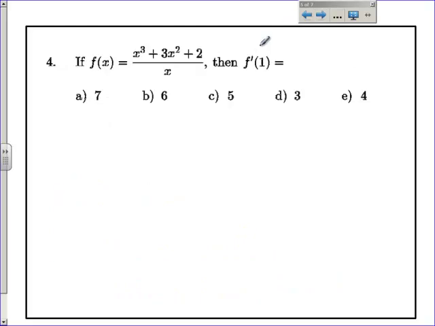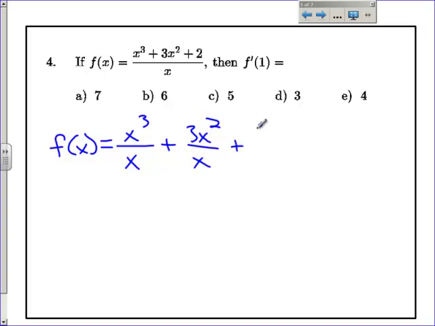Okay, now here's a funny one. This is a quotient. I didn't mention anything about a quotient at the beginning because this is a special derivative. If you have a quotient and there's a monomial in the bottom, then you need to separate it first. In other words, I want you to write f as x cubed over x plus 3x squared over x plus 2 over x. I want you to separate it out first and then simplify.